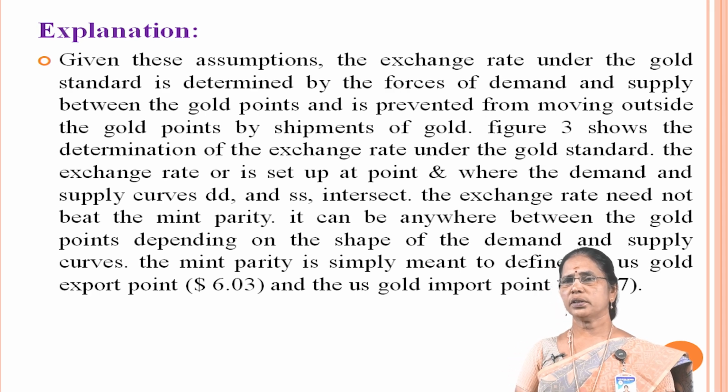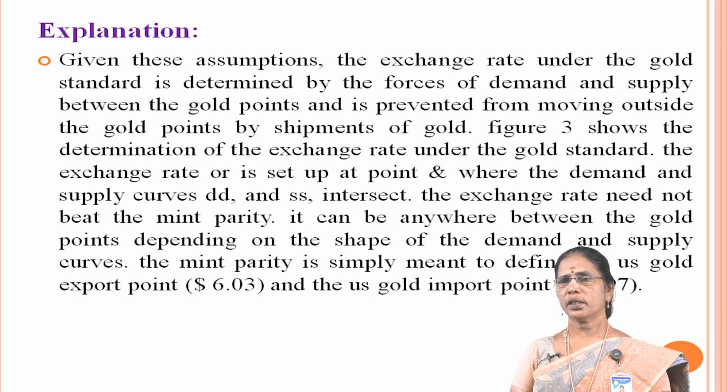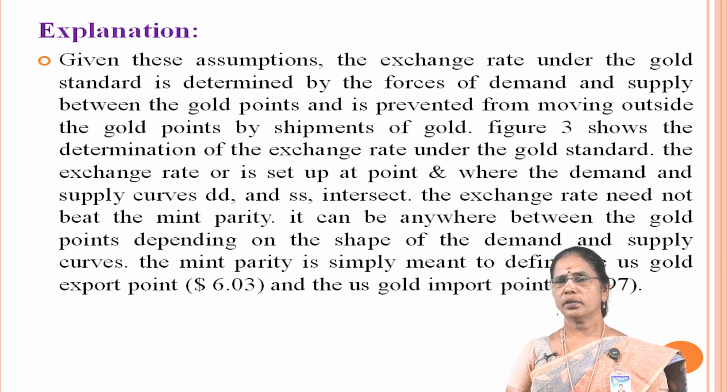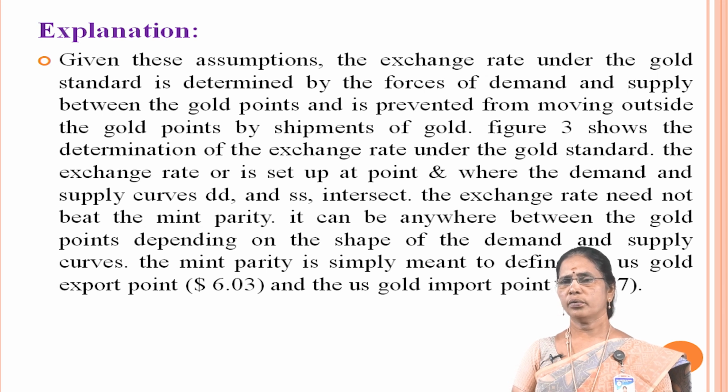Given these assumptions, the exchange rate under the gold standard is determined by the forces of demand and supply between the gold points and is prevented from moving outside the gold points by shipments of gold. Figure 3 shows the determination of the exchange rate under the gold standard. The exchange rate is established at point E where the demand and supply curves, DD and SS, intersect.